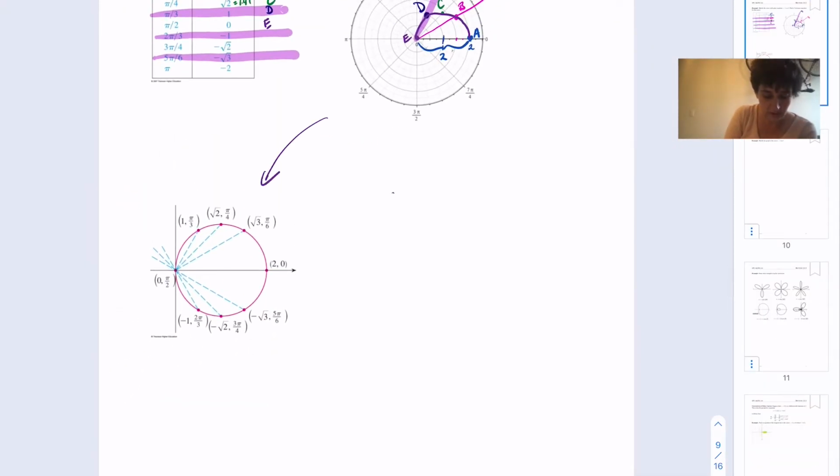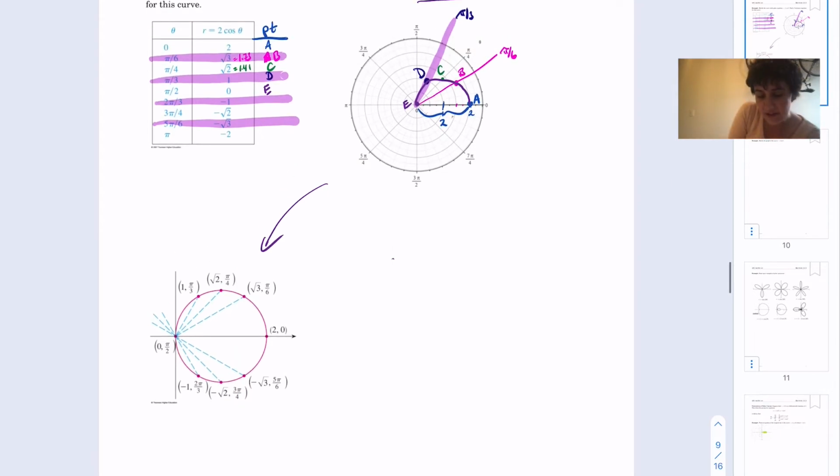But what happens if we want to do this a little more precisely is, we start to get all of these points. We trace them around, and we're getting something that looks like a circle. It really, really does look like a circle. Question though, is it really? Well, let's find out. We're going to find the Cartesian equation.